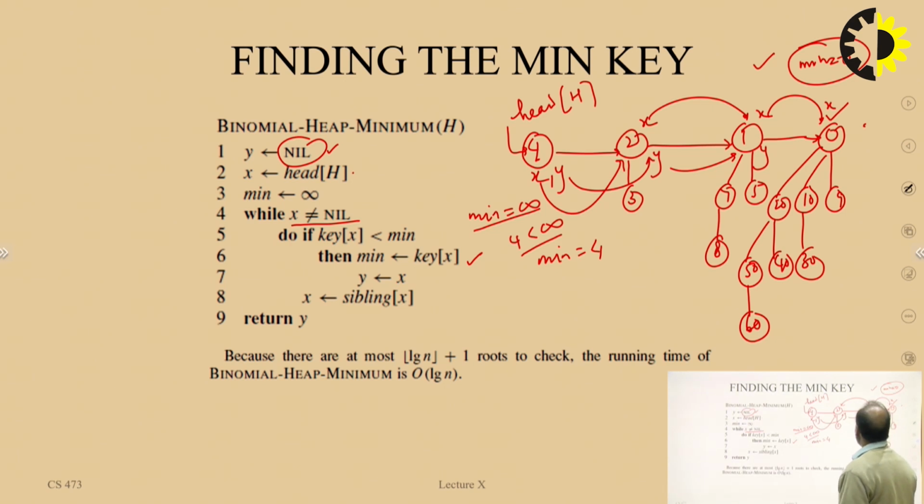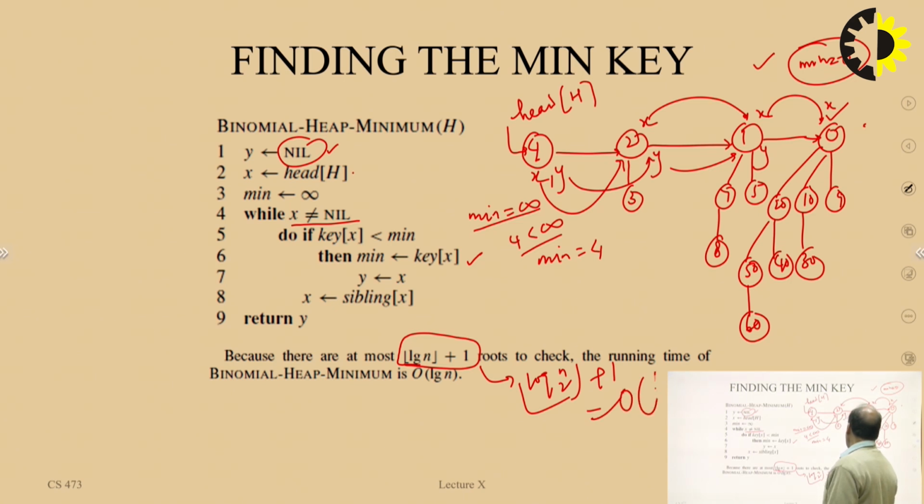So what is the running time? You have to see all the individual binomial trees in the binomial heap. How many are there? At most log n plus 1, which is approximated to log n base 2. That is why it is preferred: you can maintain the minimum key in a min heap and find the minimum key in any binomial heap in log n time.